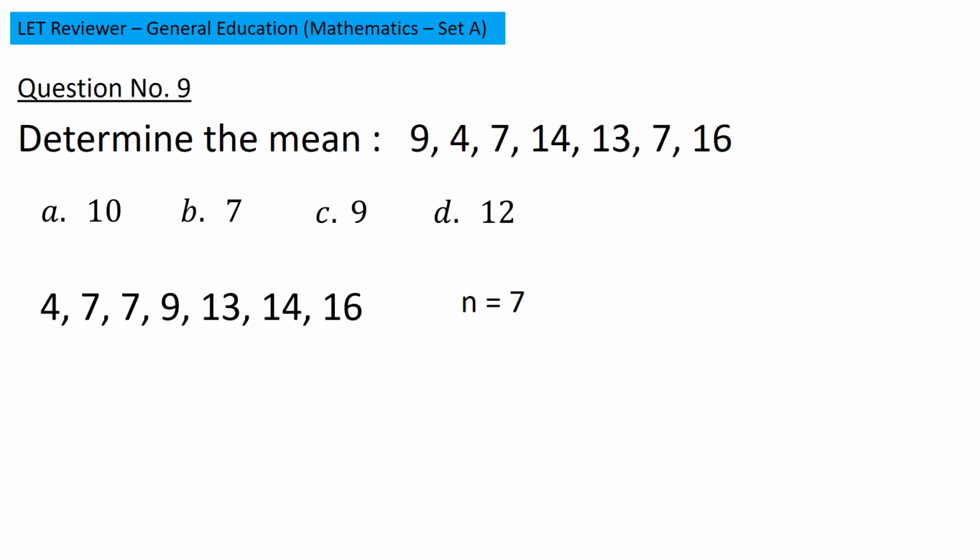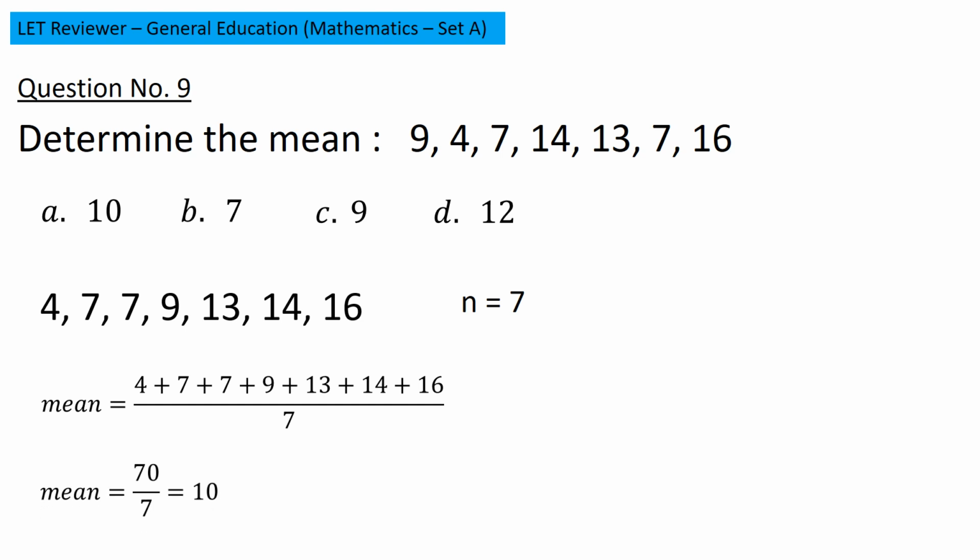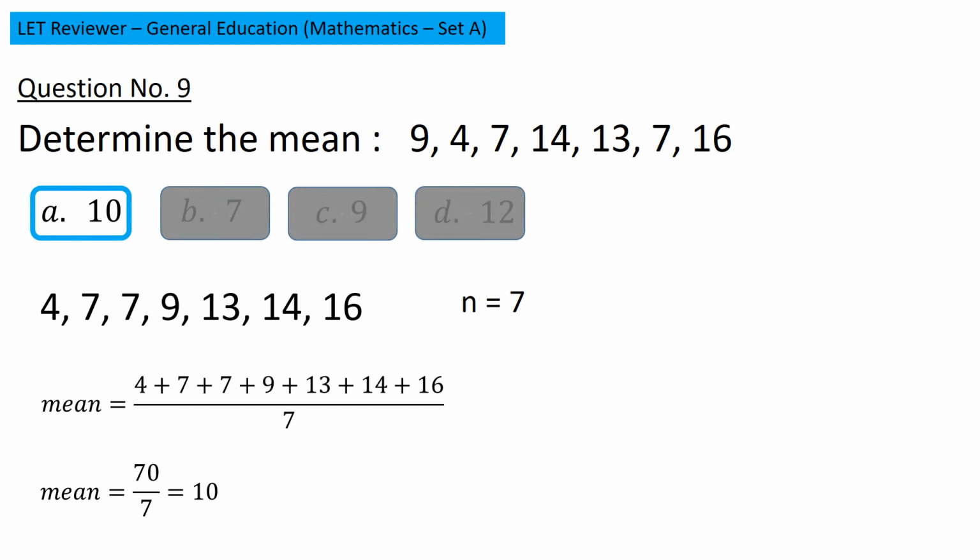And then, we will divide it by our n, which is 7 because we have 7 different numbers or 7 yung ating sample. So our mean now would be 4 plus 7 plus 7 plus 9 plus 13 plus 14 plus 16 divided by 7. So we will get 70 over 7, or that is equal to 10. So mean is also what we call as the average. The mean of this data is 10. So our answer here is letter A, 10.